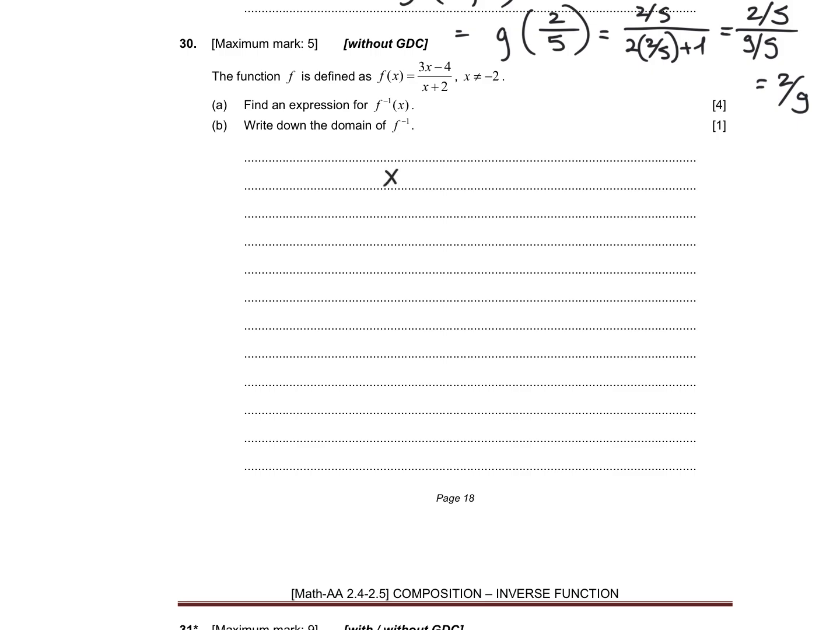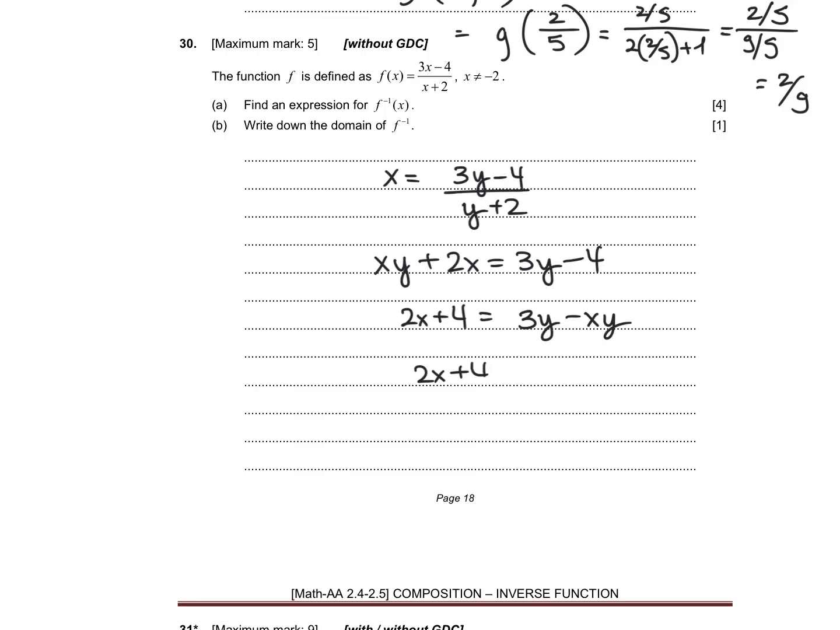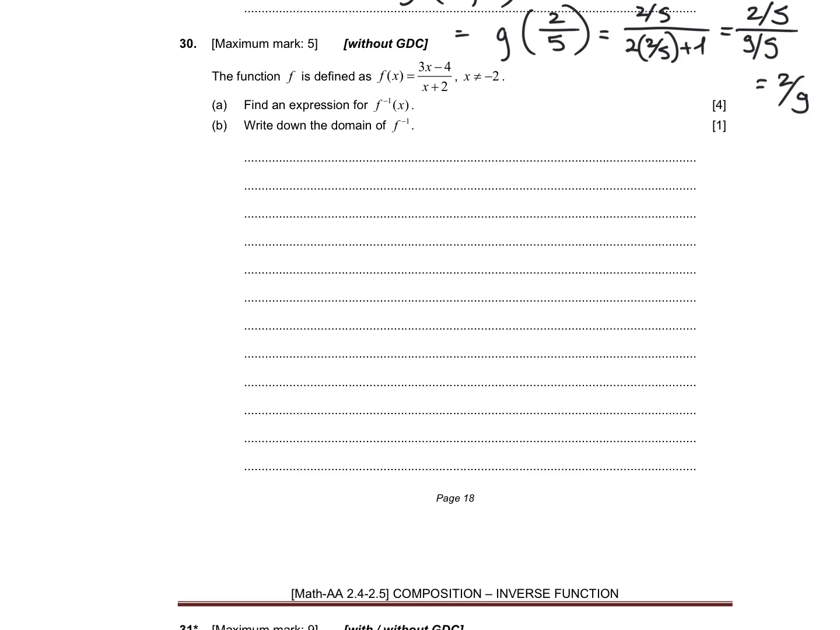Okay, find an expression for f inverse. So we'll have x equals (3y - 4) over (y + 2), cross multiply and distribute. And then get y's on one side, and everything else on the other. So we're going to have 2x + 4 equals 3y - xy, and then factor out the y. So 3 minus x, and then we divide by 3 minus x, and that's the inverse of f.